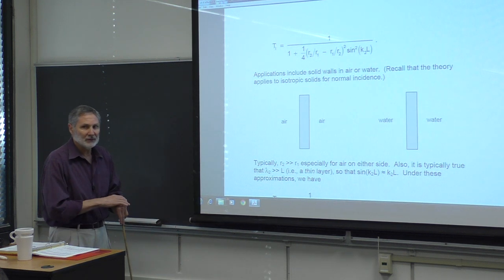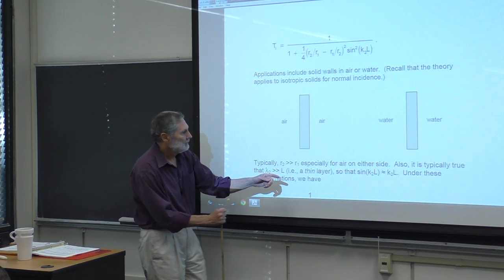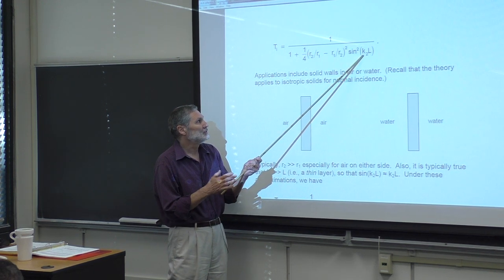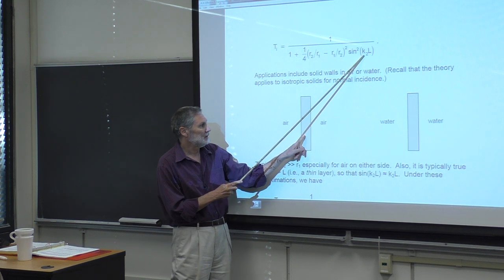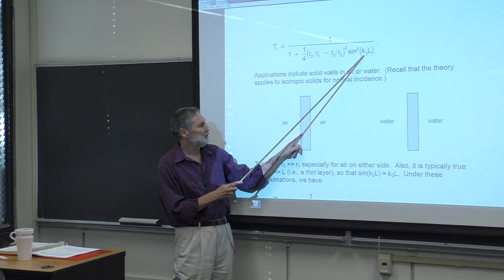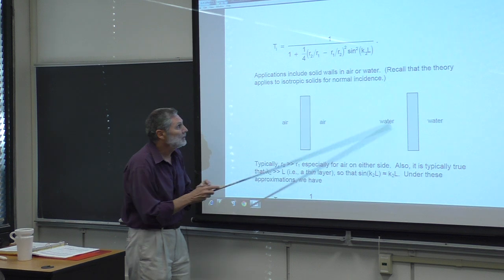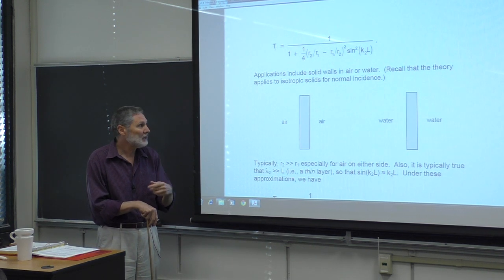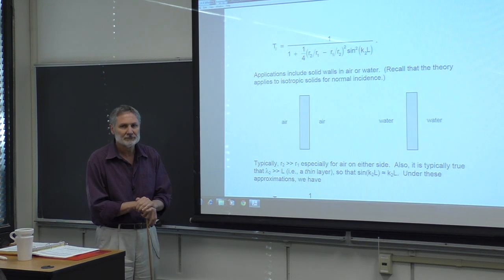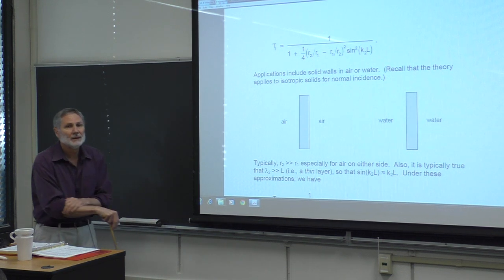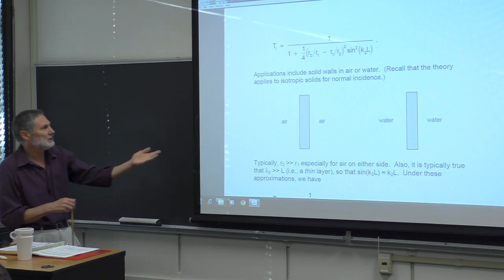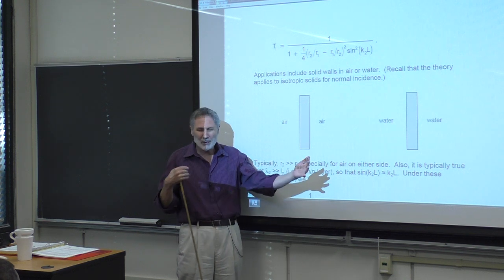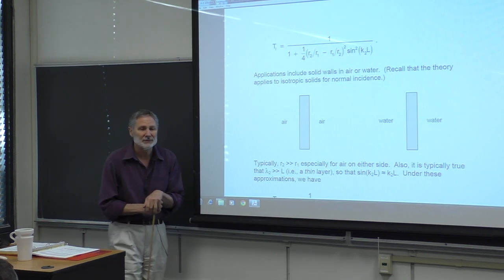There's another thing that's typical. If you look at this K2L, K2 is 2 pi over the wavelength in the medium here, in the layer. Typically, the wavelength in the layer is substantially greater than the thickness of the layer. We call that a thin layer, when the wavelength is much greater, and that's typically the case. Typically, these layers are not thick, because in a practical situation, you don't want to make them thick. You only make them thick when you have to.